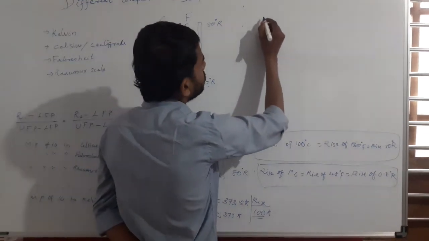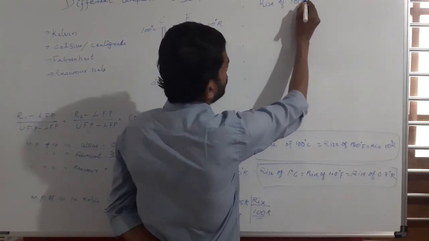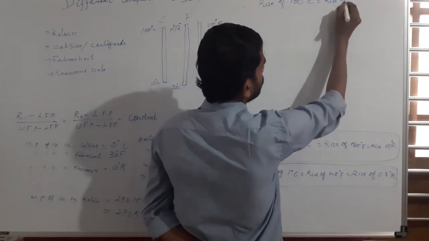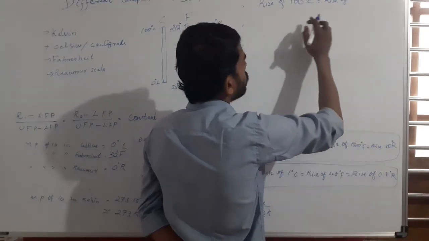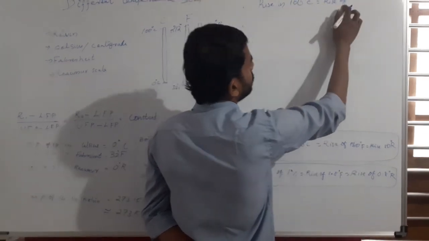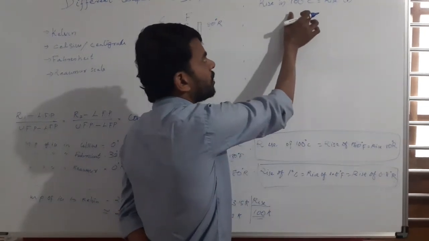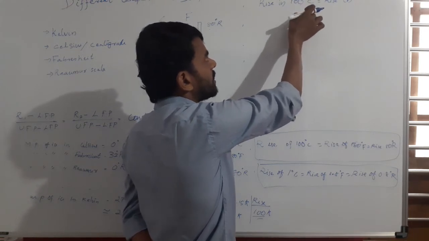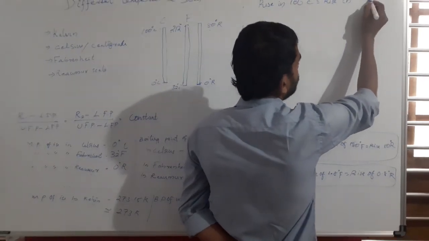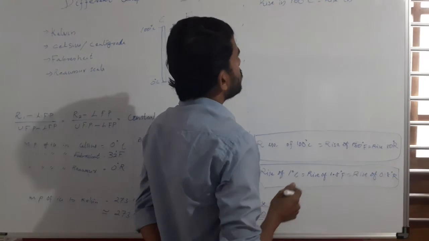So we can write it as: a rise of 100 degrees Celsius equals a rise of 100 Kelvin. Denoting this as rise in centigrade, a rise of 100 degrees Celsius equals a rise of 100 Kelvin.